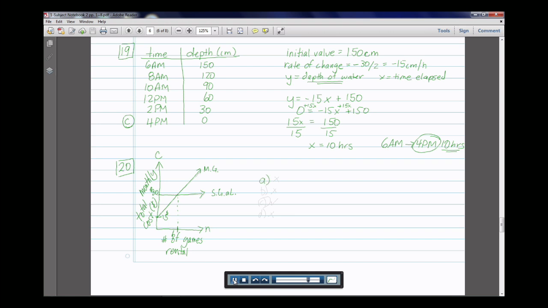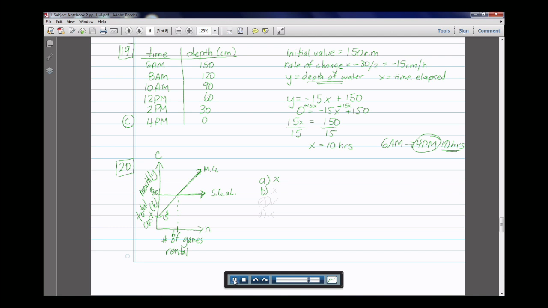So which of the following is true? It costs more to rent for Sir Game a Lot after 6 games. So you take a look at 6 games. Well, Sir Game a Lot after 6 games is actually cheaper because it's $30, and Mighty Gamers has a value greater than $30 at that point. So you know A is wrong.